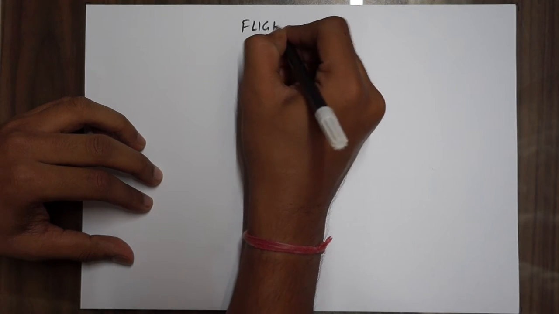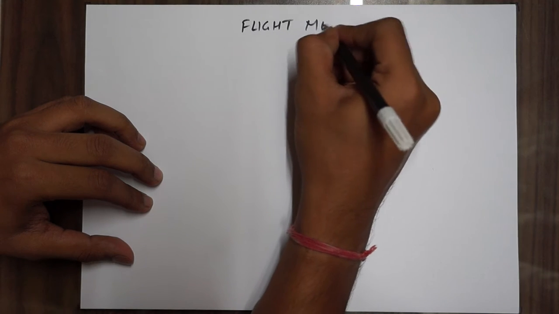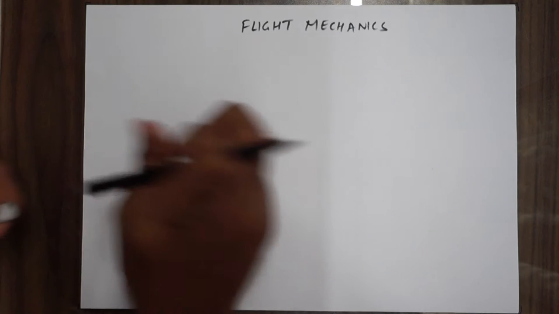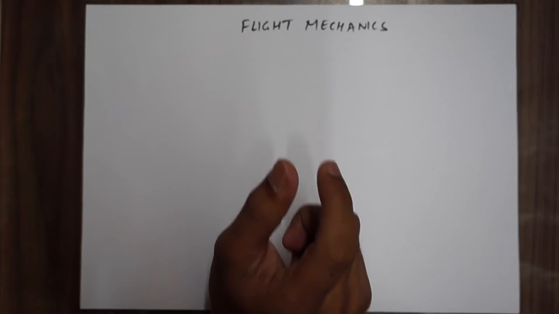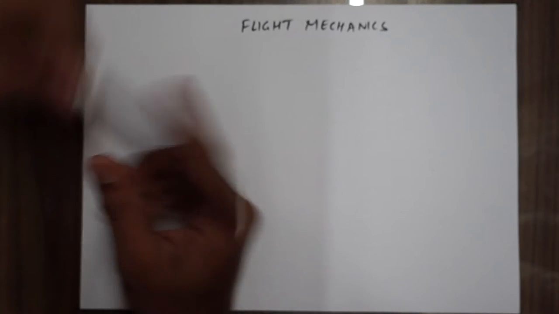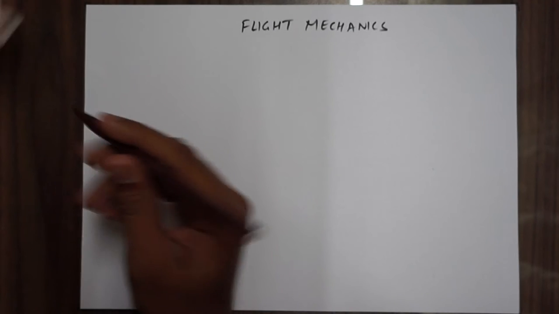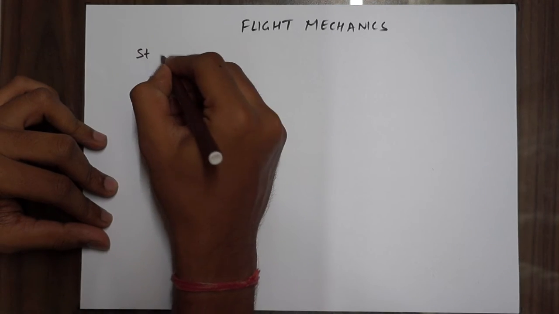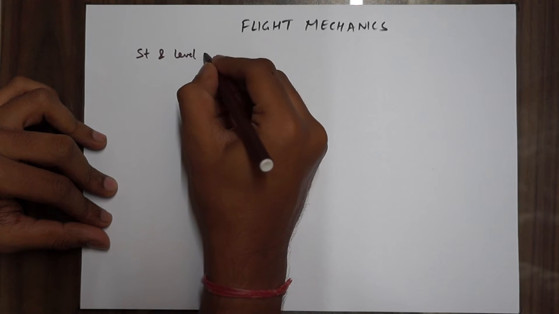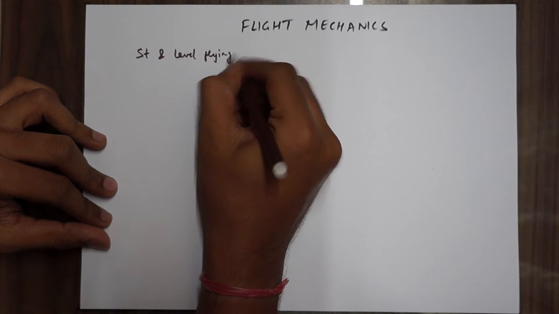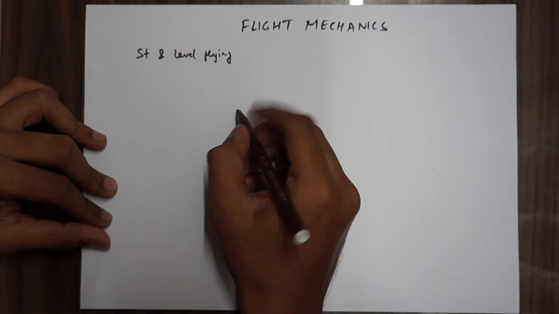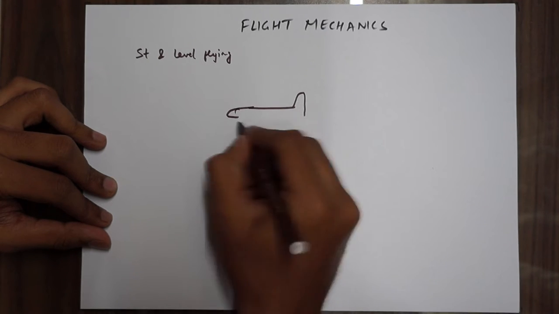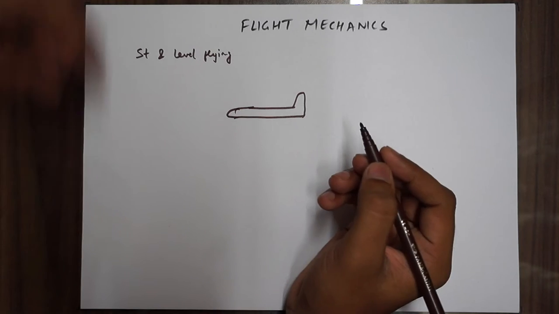We're going to discuss flight mechanics today. Flight mechanics deals with how the aircraft behaves in various phases of flight. First comes straight and level flying. As simple as it sounds, the aircraft is straight and level.